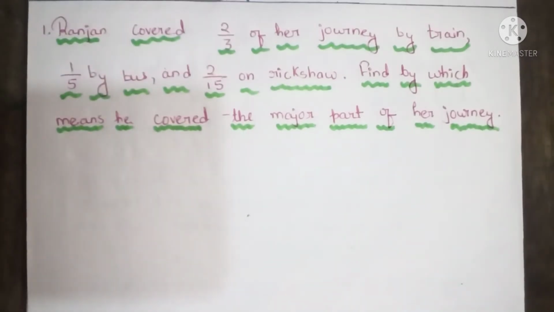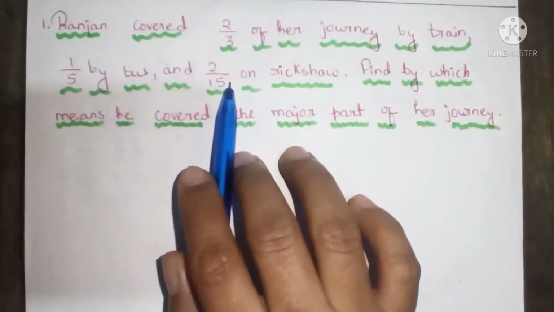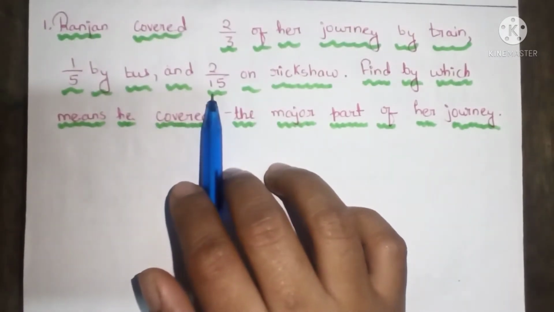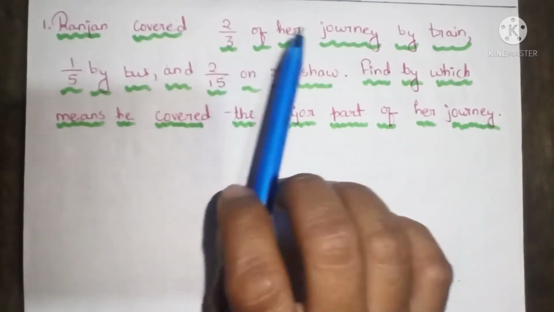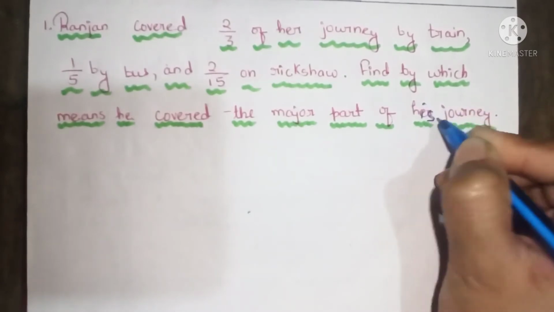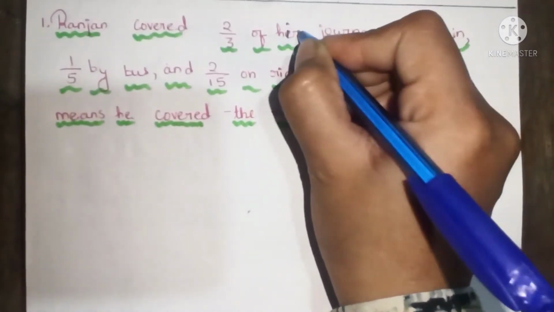So here we have to find by which means Ranjan covered the major part of his journey. So what we have to do? We will compare the different journeys. Whichever journey he has traveled the most, by which means. Okay, here it's a printing mistake, it will be his, because Ranjan is a boy. Here also it will be his.